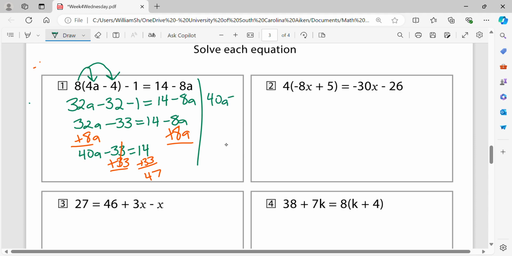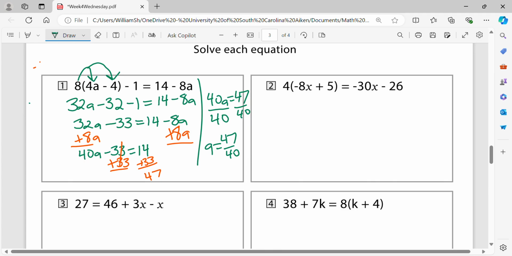Alright, so my equation is now 40a equals 47. I still need to get a by itself, so I'm going to divide by 40, and I get that a equals 47 over 40. If I can reduce that, I would reduce it. At this point, it can't be reduced. I'm just going to leave it as that fraction.